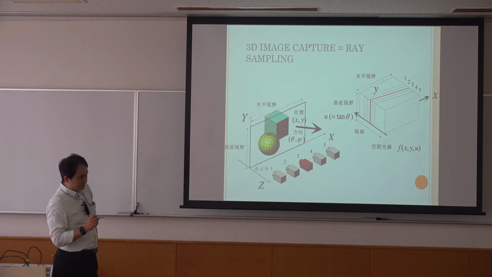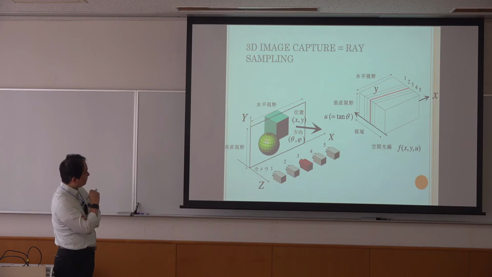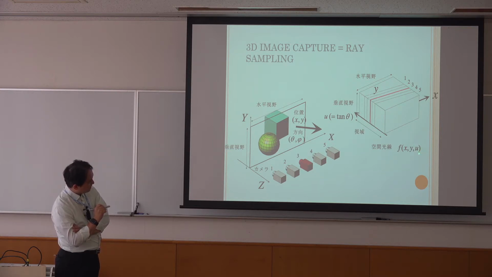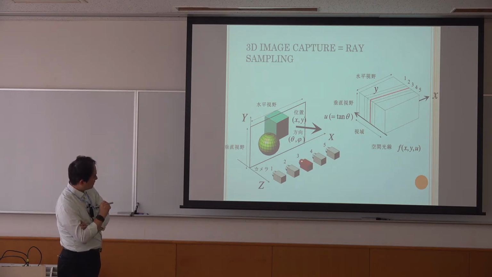Okay, let's think about this example. So we capture this scene using many cameras, for example. And this is simplified version of ray space. Phi is omitted, just x, y, and u. U means tangent theta. Okay, so camera 3, for example, captured this scene. So what is the captured image by camera 3? According to the definition of ray space, this camera image corresponds to a section image of ray space here. So camera image 1 corresponds to the section image here, number 1.